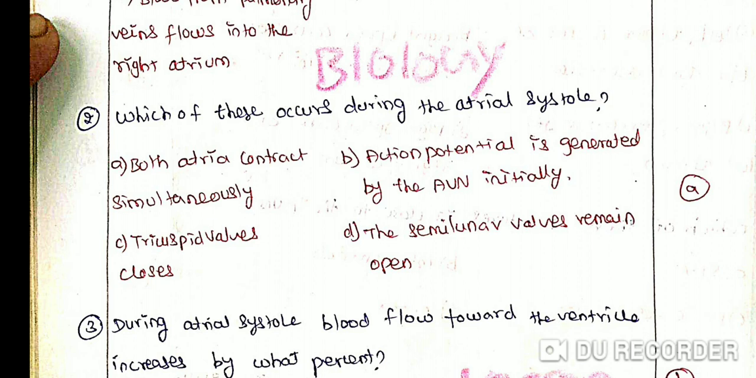The correct answer is option A, both the atria contract simultaneously. During the atrial systole, both the atria contract simultaneously while the ventricles remain relaxed. It occurs due to the action potential generated by sinus atrial node. The tricuspid and bicuspid valves open.